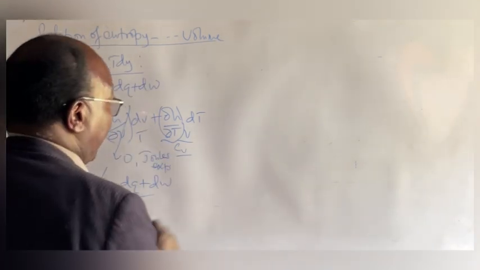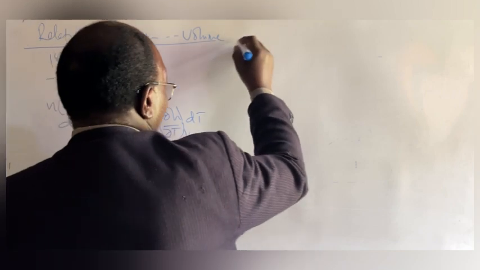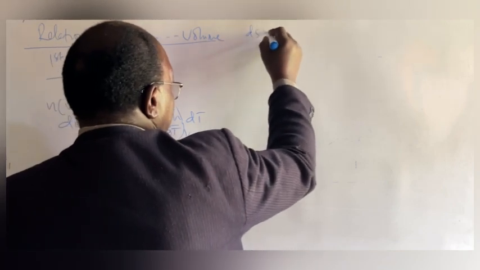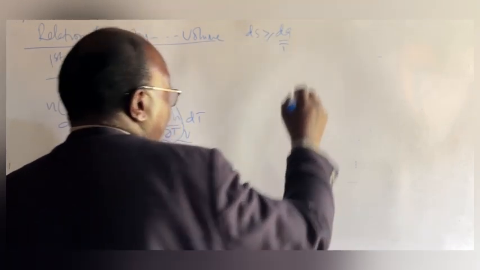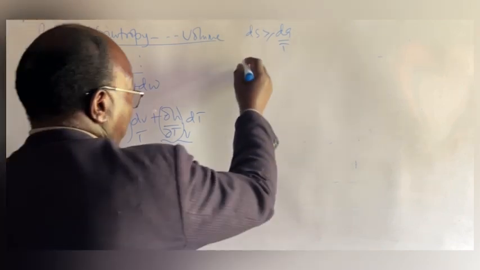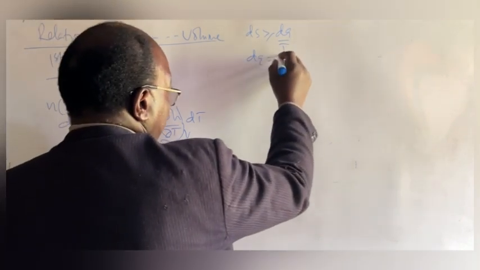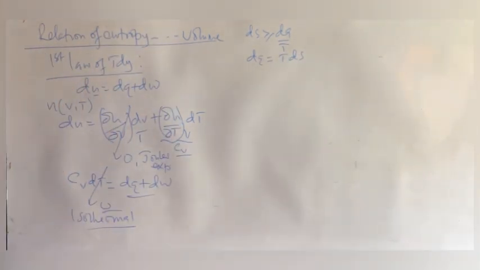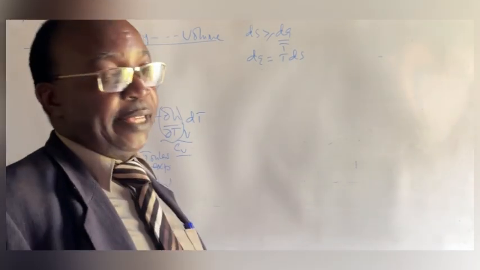But what is dQ? Remember, from the Clausius inequality, we said that dS is greater than or equal to dQ over T. Therefore, dQ is equal to T dS. So we can plug in that expression for dQ into that particular equation.